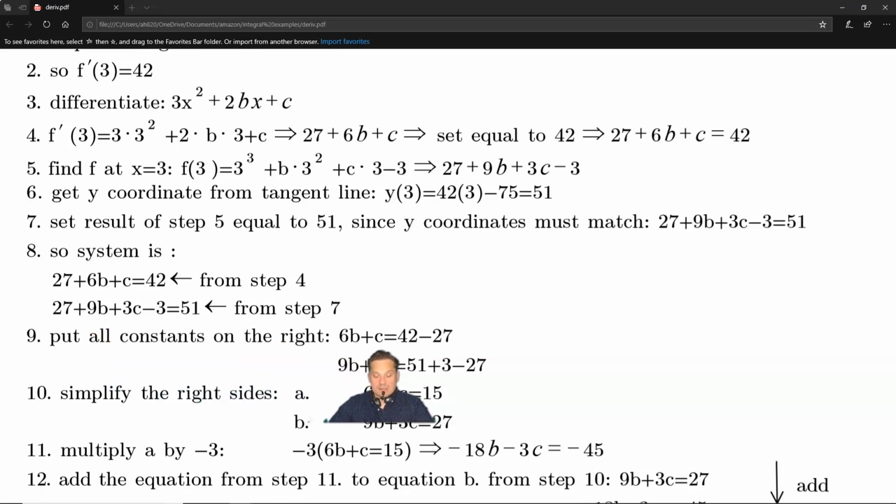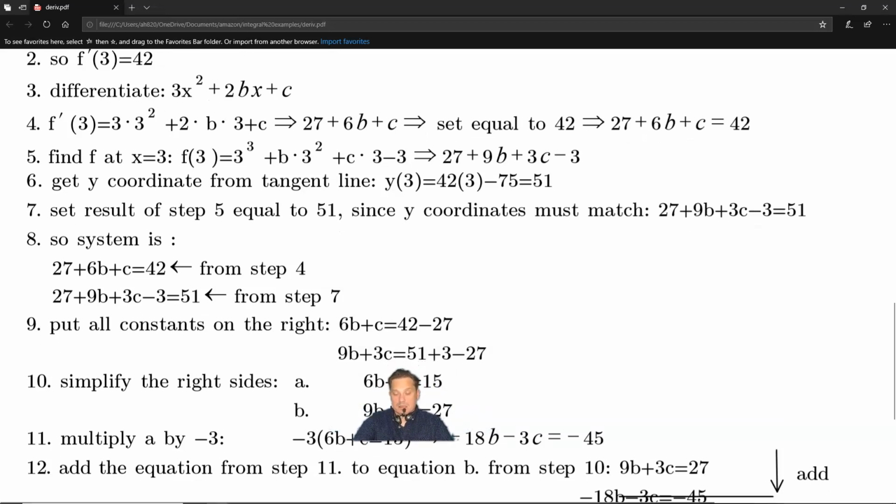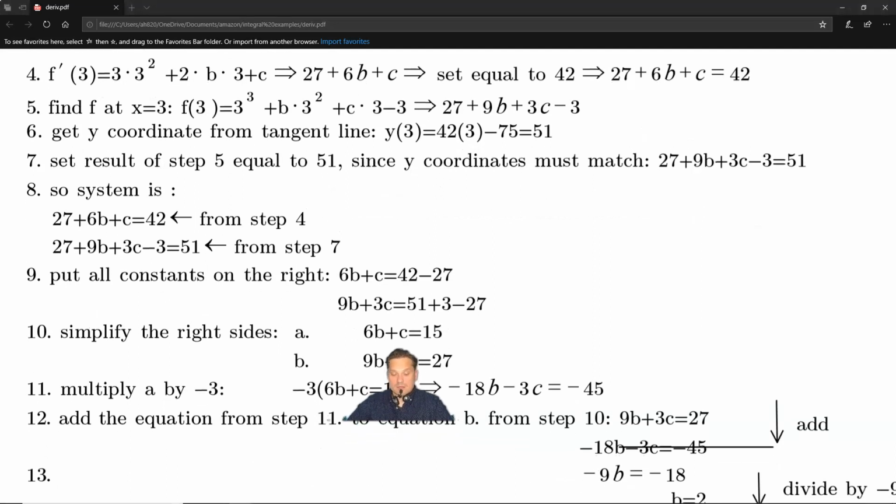So put all the constants on the right side. I'm going to do 6b plus c equals 42 minus 27, and 9b plus 3c equals 51 plus 3 minus 27. Simplify the right sides of those equations. So I'm going to have 6b plus c equals 15 and 9b plus 3c equals 27.